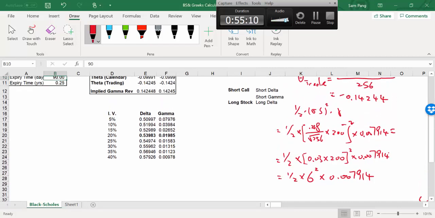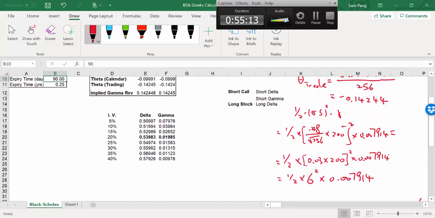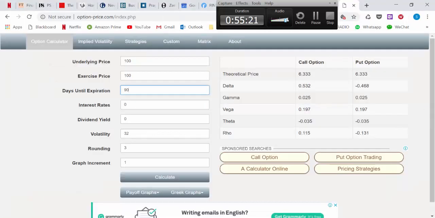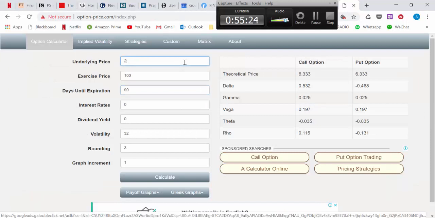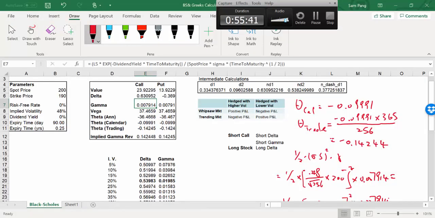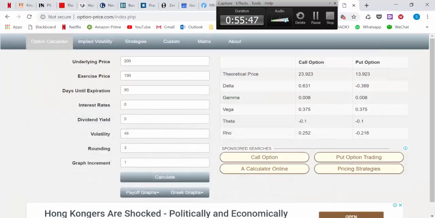Gamma, that you mean that 0.007914 thing, that came from here. The gamma is given. Now, in fact, if you were to price this thing online, which I'm happy to do, you would, oh, have I got the right thing? So 248, gamma 0.00, yeah, you see they rounded it to 0.008.